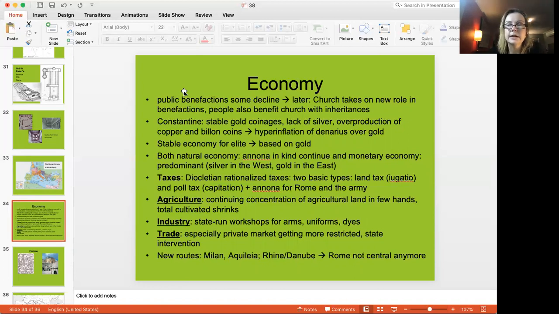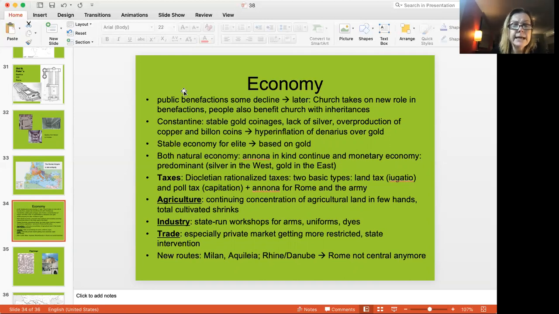As I mentioned earlier, under Constantine, there is this weird issue that he develops this new stable gold coinage. At the same time, silver coinage will be hard to get even, and then the cheaper copper and bullion coins will become cheaper and cheaper. So there is a hyperinflation of all traditional forms of money over gold, right? So gold is a solid, stable economy for members of the elite. But if you have any other kind of money, the value of that might disappear over time or be significantly reduced.